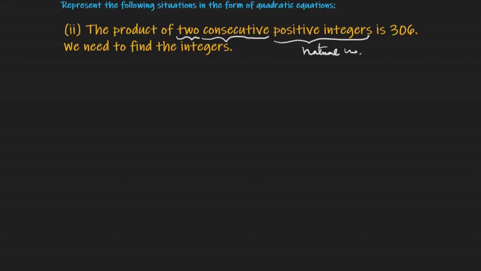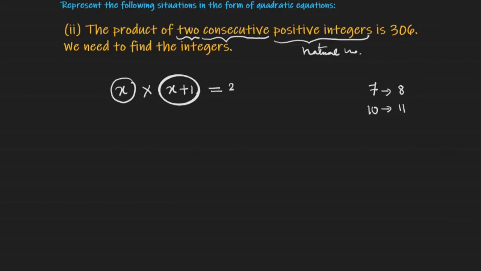If I select a natural number like 7, its next natural number will be 8. If I select a natural number 10, its next natural number will be 11. What am I doing here? I'm just adding 1. Here I don't know the natural number, so let it be x. If I select one natural number as x, its next consecutive positive integer would be x plus 1. These are two natural numbers whose product is 306.